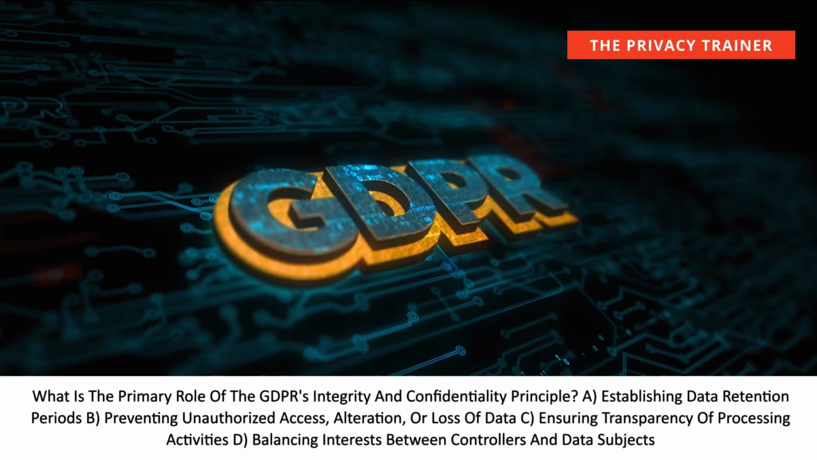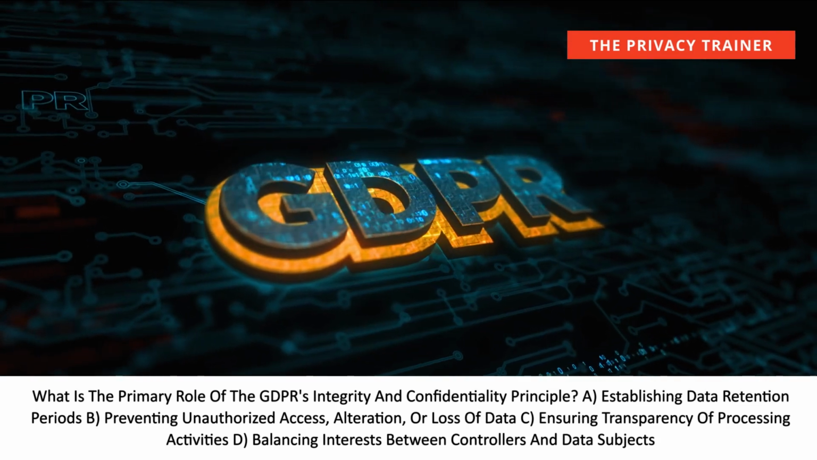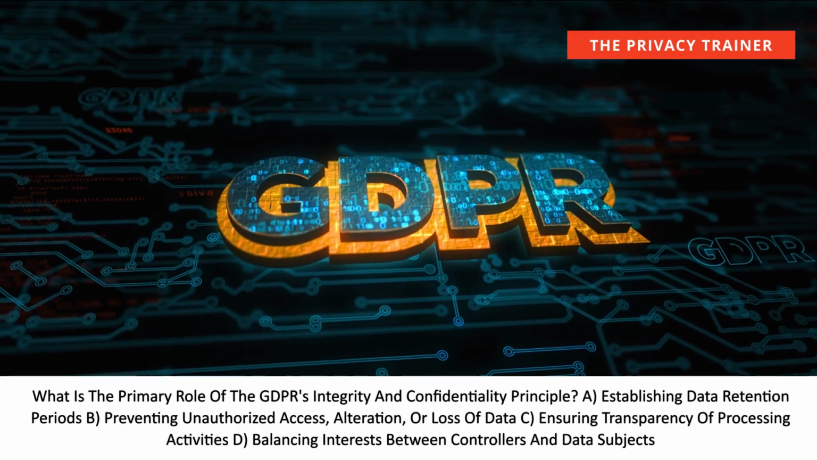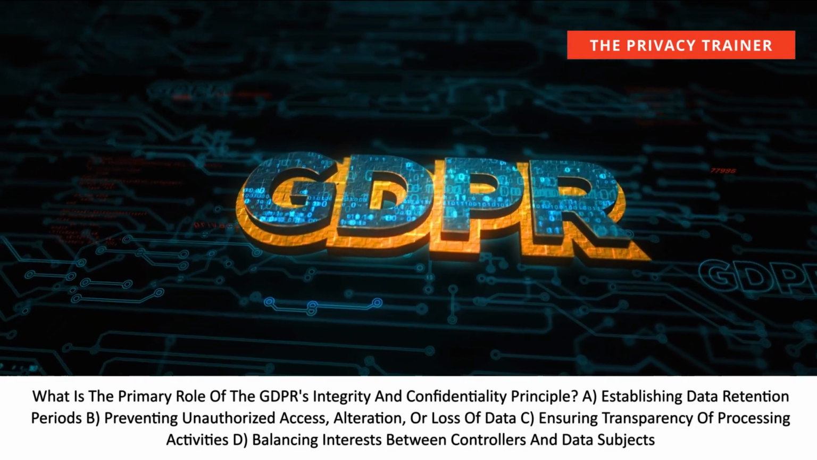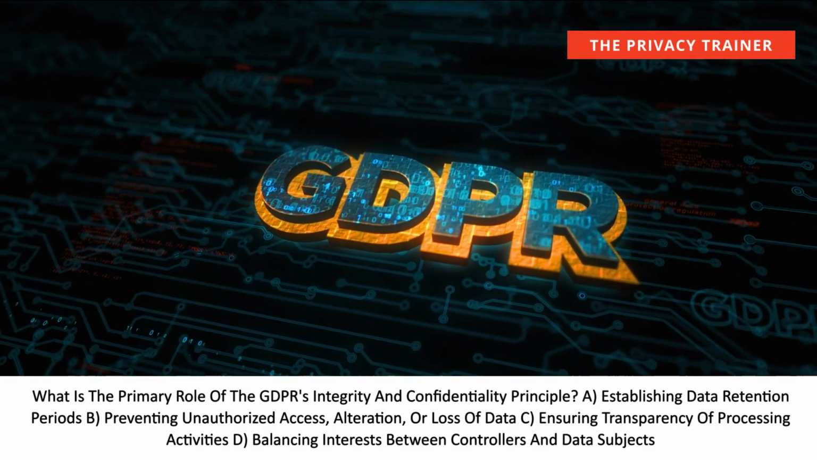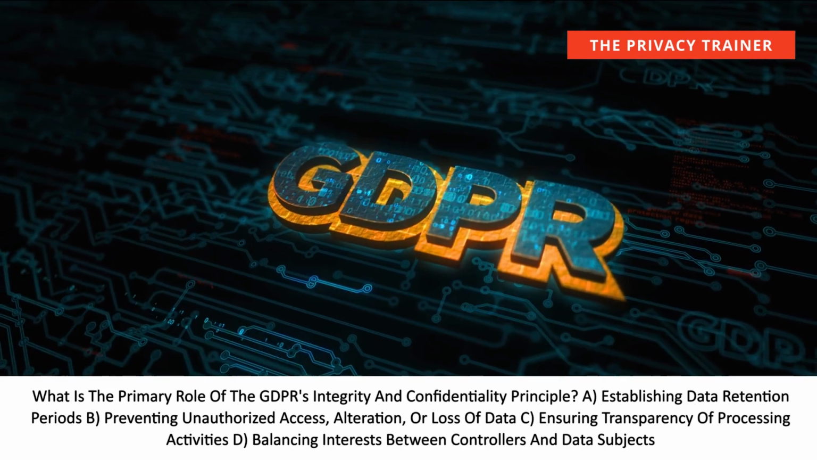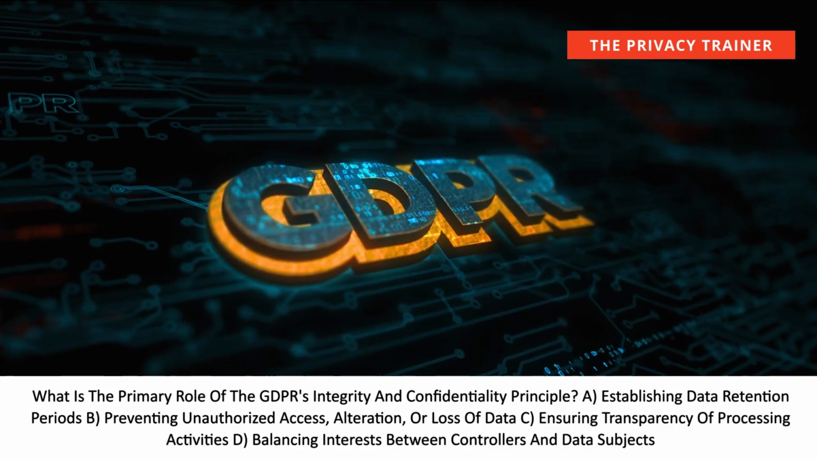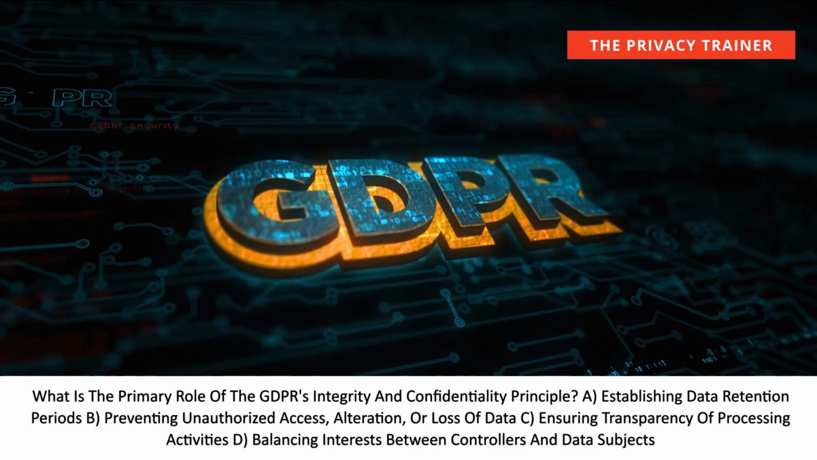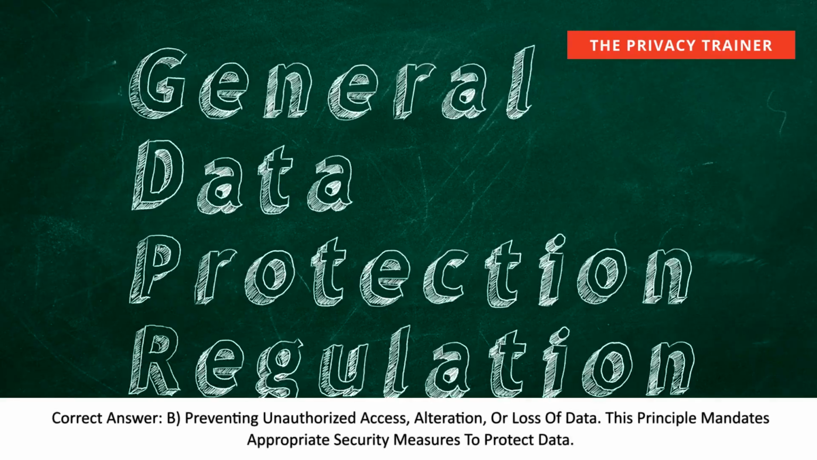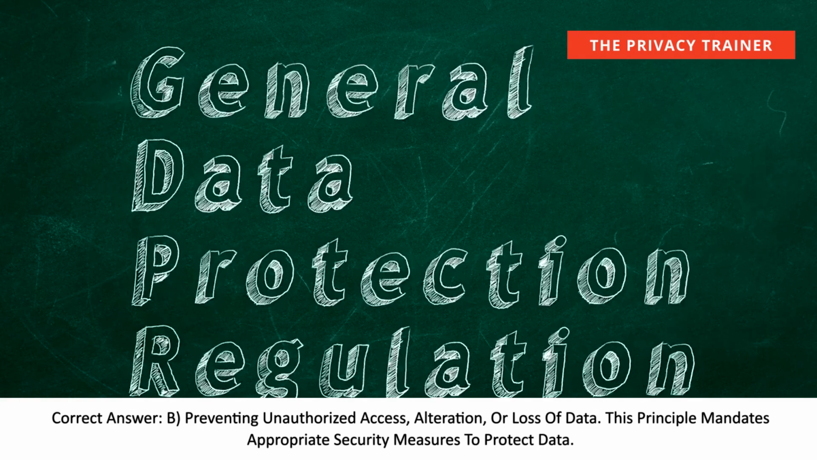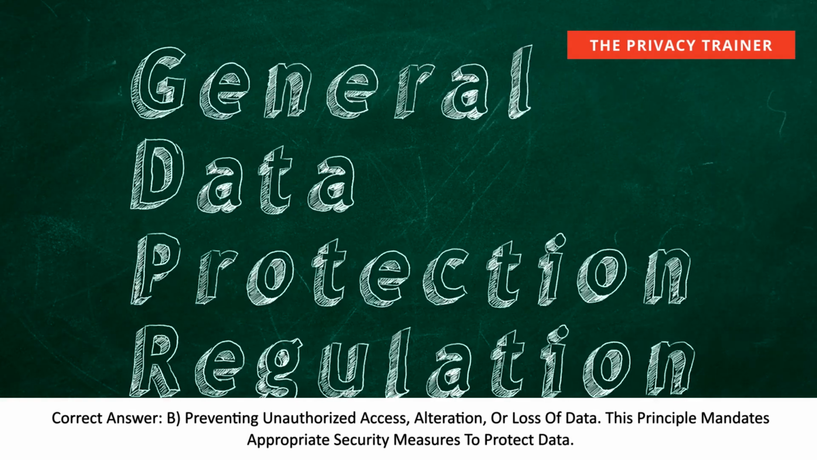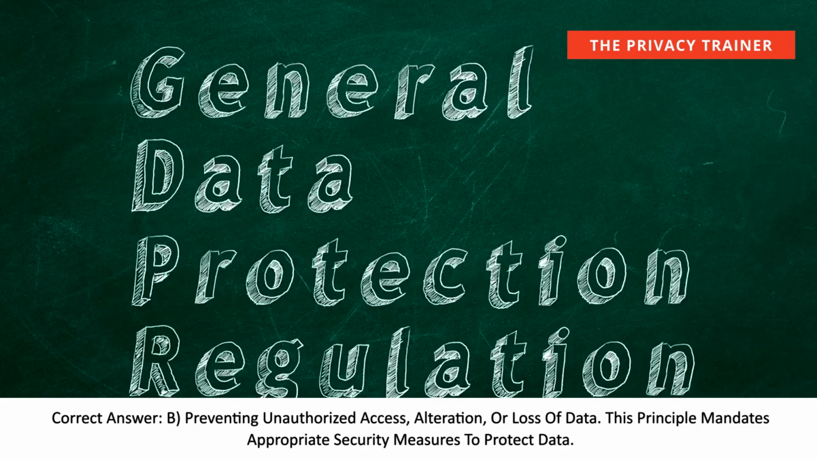What is the primary role of the GDPR's integrity and confidentiality principle? A. Establishing data retention periods. B. Preventing unauthorized access, alteration, or loss of data. C. Ensuring transparency of processing activities. D. Balancing interests between controllers and data subjects. Correct answer: B. Preventing unauthorized access, alteration, or loss of data. This principle mandates appropriate security measures to protect data.